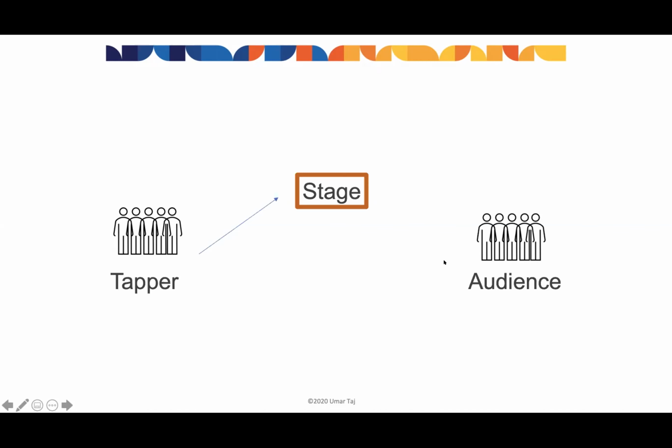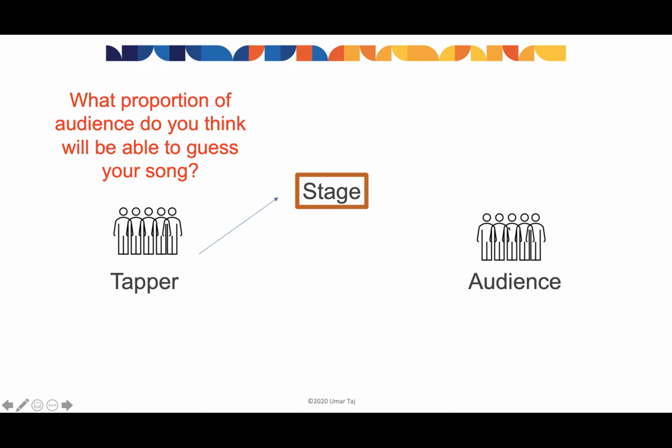And the job of the audience was to guess that song. Okay, that's the experiment. Very simple. Tappers have to go on stage, tap a song, and the audience has to figure out what the song is. But just before the tapper goes on stage, a researcher asks them, well, just hold on, before you go to stage, what proportion of the audience do you think will be able to guess your song?